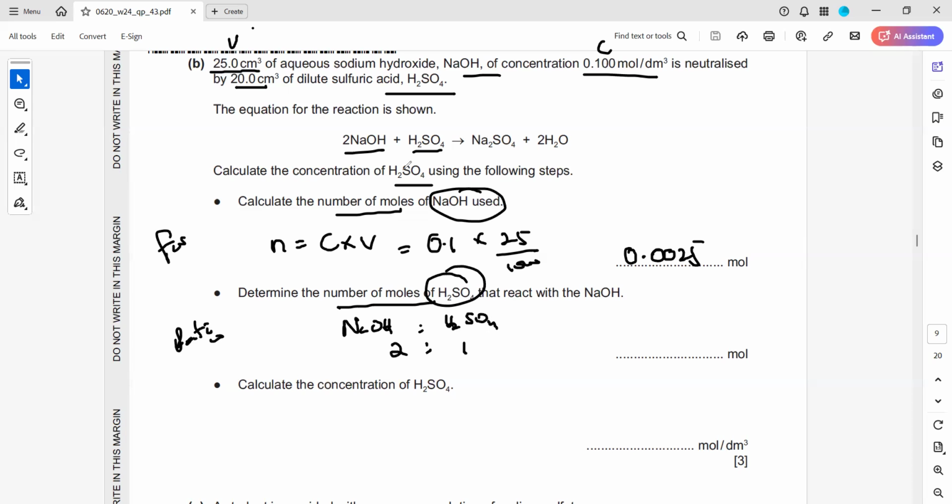Like 2 gives 1. So if we have 0.0025 moles of sodium hydroxide, how many moles will be there of sulfuric acid? X. Cross multiply. 0.0025 divided by 2. So 0.00125.